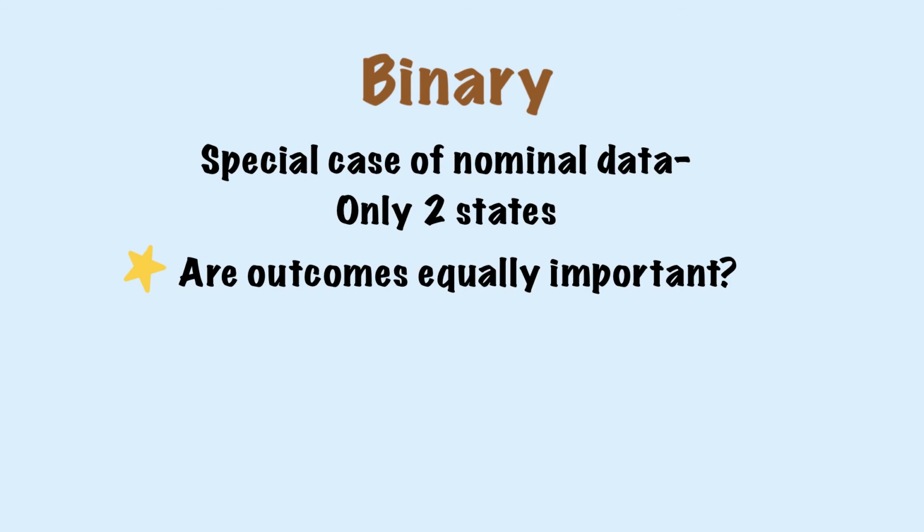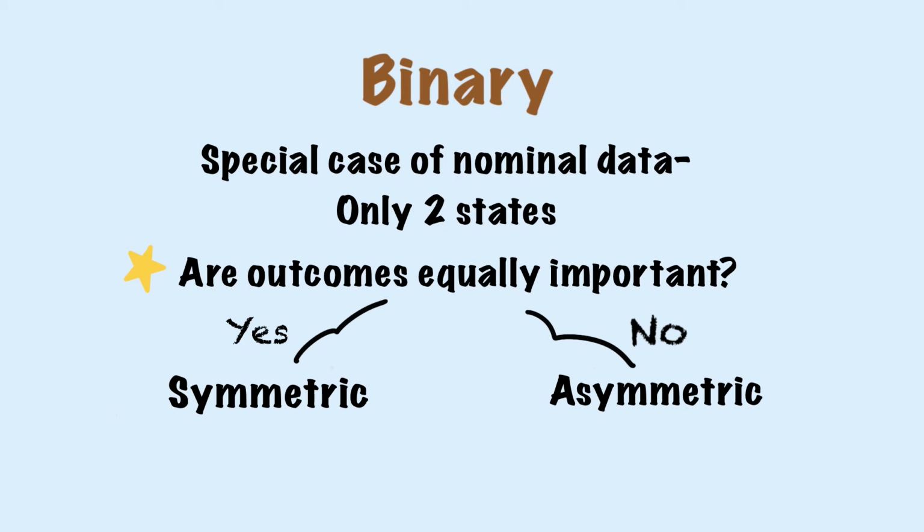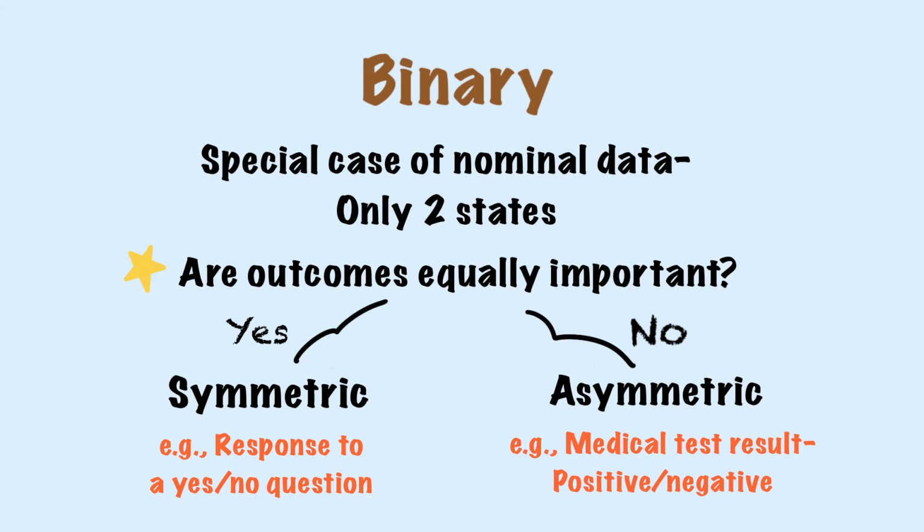We can even ask whether the outcomes are equally important, and we can divide binary data into symmetric and asymmetric. The example for symmetric binary data would be a response to a yes or no question, and the medical test result is asymmetric since the positive outcome is generally more important. We typically convert the binary data to 0 and 1. And we use 1 to denote the important outcome in asymmetric binary data.